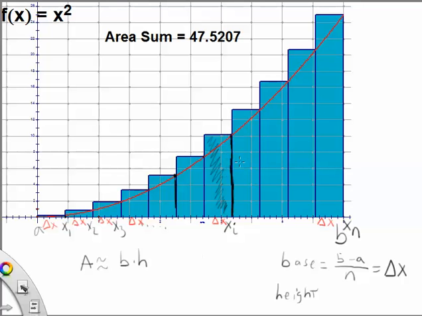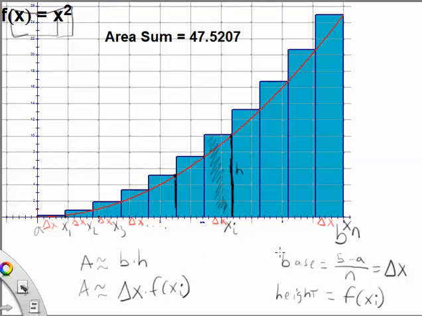My height is hiding right here for my ith rectangle. If x sub i is the x value, then my height is going to be whatever my function is at x sub i. My function is here, x squared. So in this example, it would be x sub i squared. But in general, let's generalize it again. It's going to be f of x sub i. So my approximation for one rectangle is base times height.